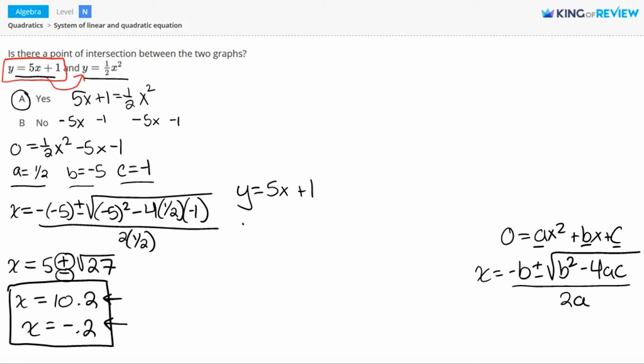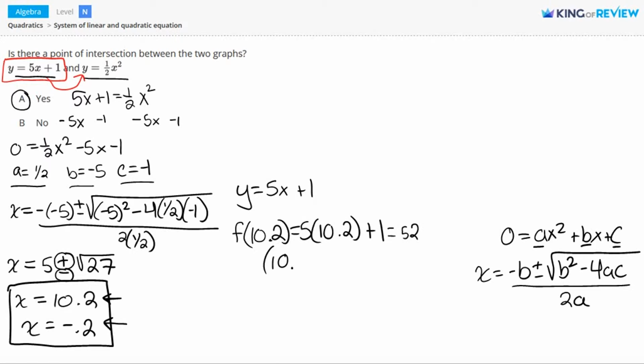So plugging in the first value for x, I have f of 10.2 equals 5 times 10.2 plus 1. This is how you would solve for the y value. So 5 times 10.2 plus 1 gives us a y value of 52. So we have a point of intersection at 10.2, 52. This is one of our points of intersection.